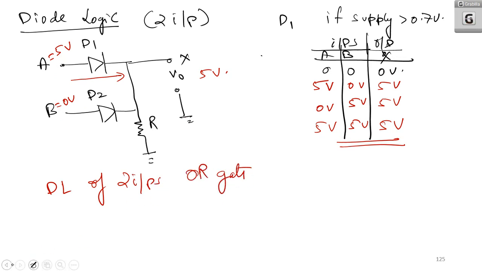Okay. Next one is I will explain about the resistor transistor logic of OR gate. Resistor transistor logic, RTL, of OR gate.